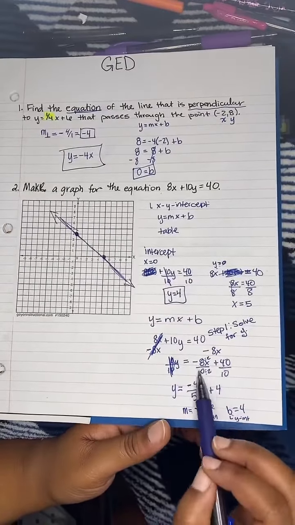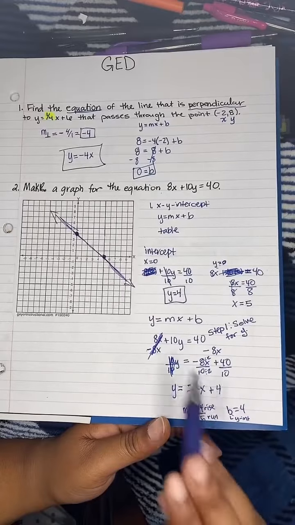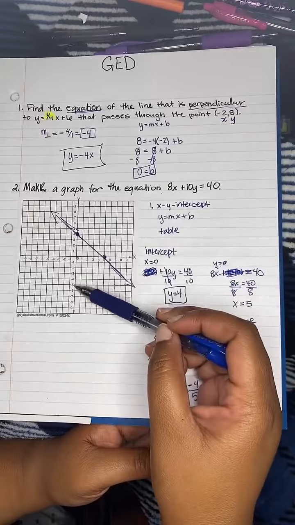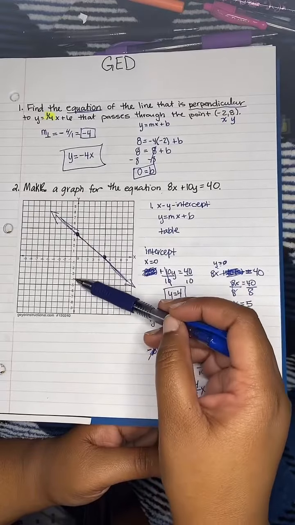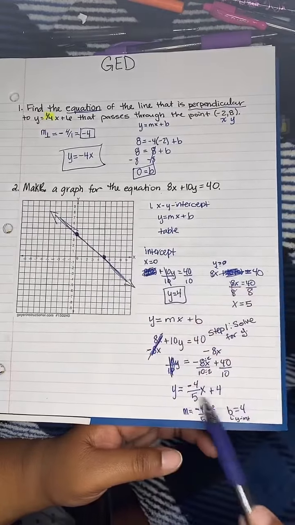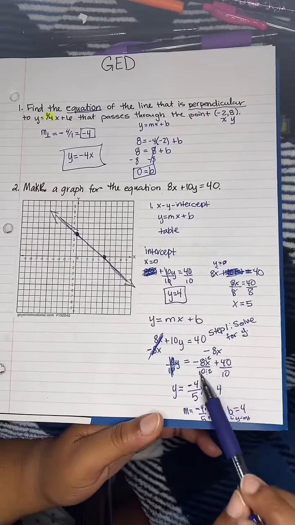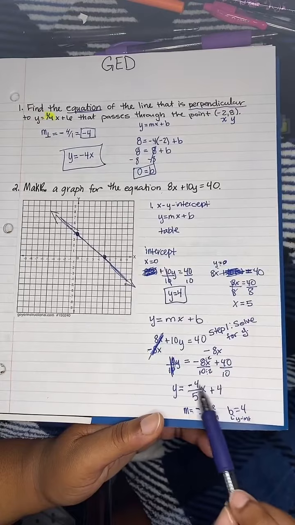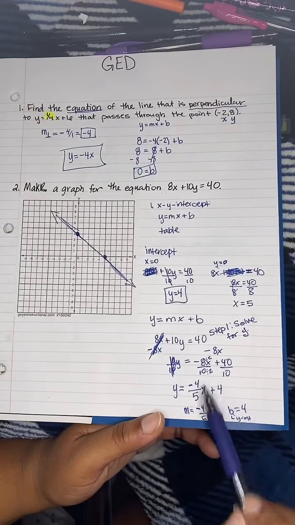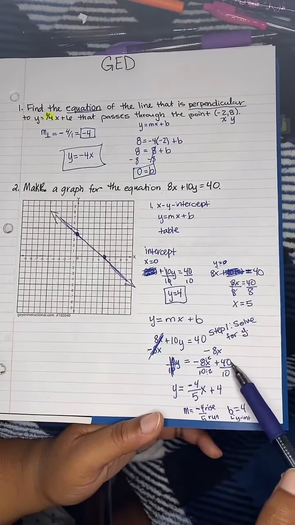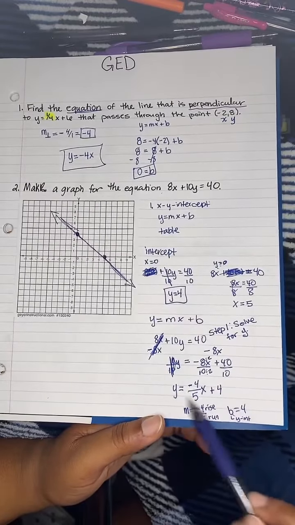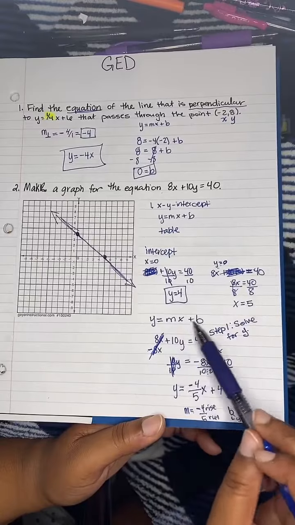We want to simplify this. When we go to graphing, we're not dropping down 8 and then running 10. No, we want to simplify. So we divided both of these by 2. 8 divided by 2 is -4, and 10 divided by 2 is 5. And then 40 divided by 10 is 4. Now we just got our form, y equals mx plus b.